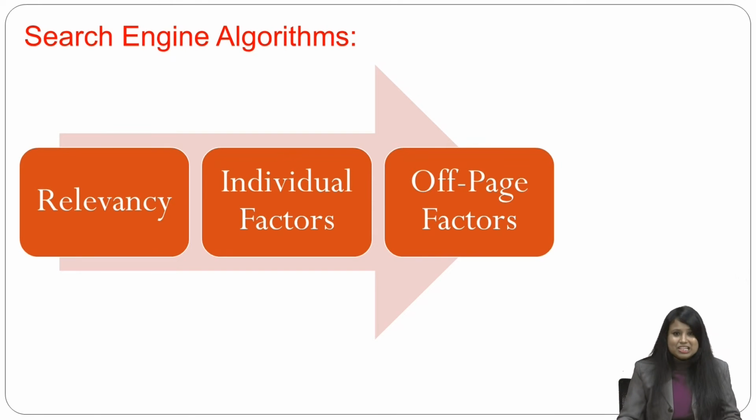Search engine algorithms are different for every search engine, and are closely guarded secrets, but have many things in common, such as the first one, that is relevancy, the second one, that is individual factors, and the third one, that is off-page factors. Now, relevancy. The basic thing which a search engine algorithm will check is the relevancy of the page.